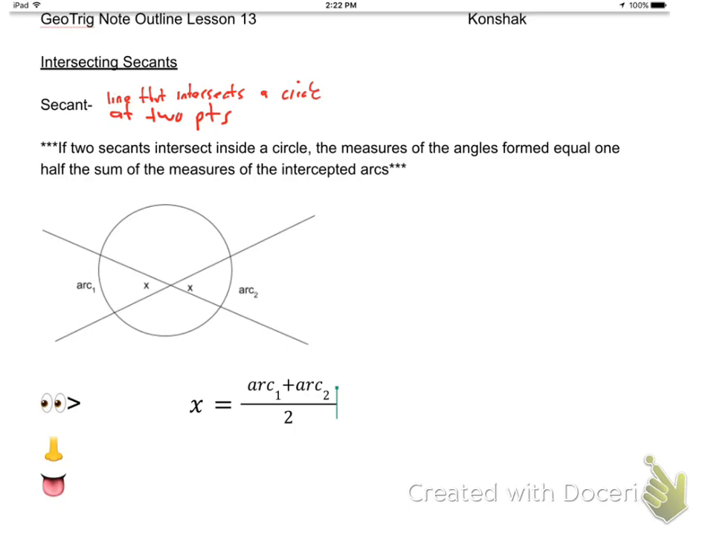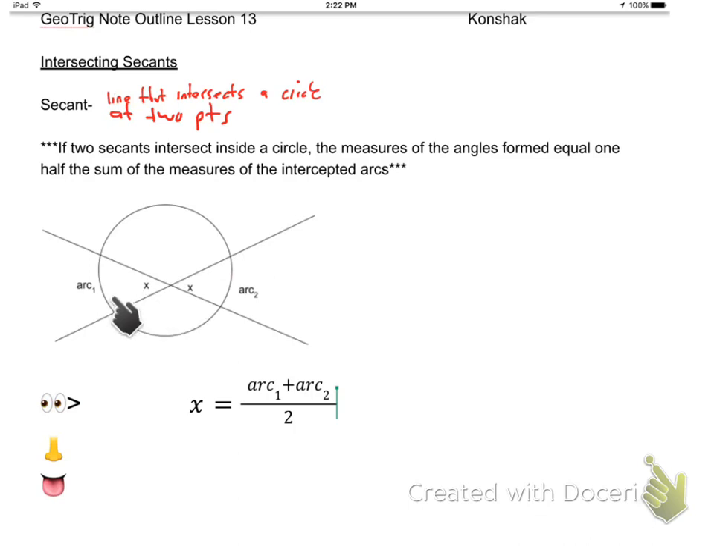So the rule says that if 2 secants intersect inside the circle, notice it doesn't say inside the circle at the center. It just says inside. The measure of the angles formed, technically angles, because there's 2 of them, 4 of them really, is equal to half of the sum of the intercepted arcs. So, I've got arc 1 and arc 2. If I add them together and divide by 2, I get x.